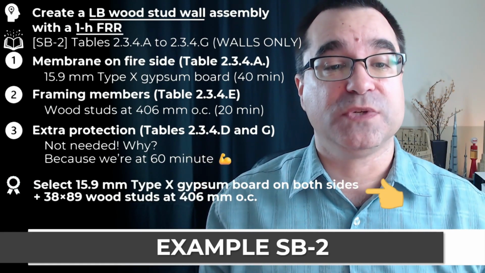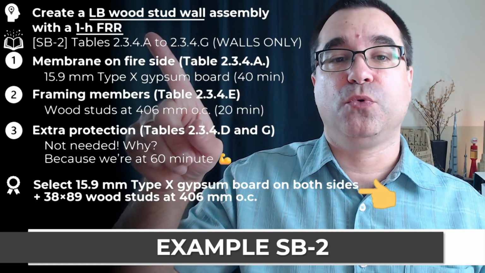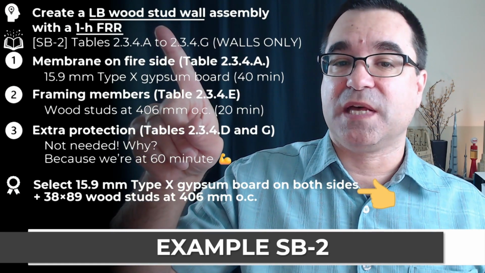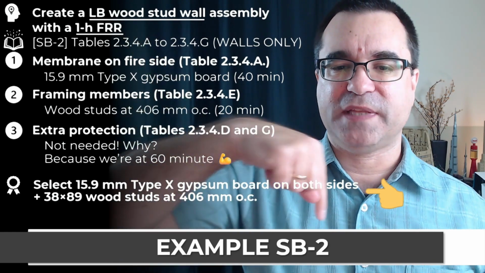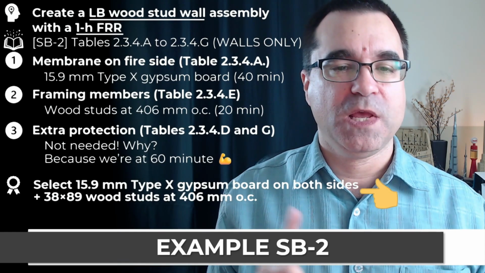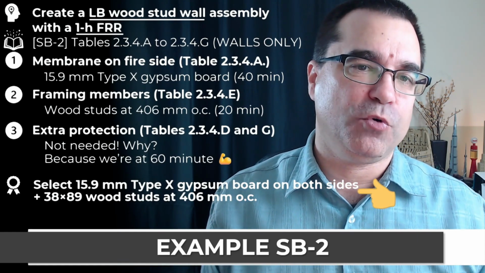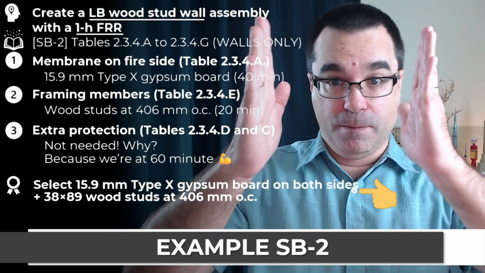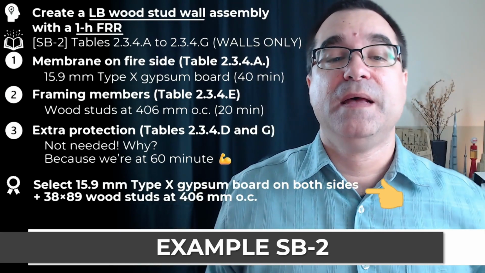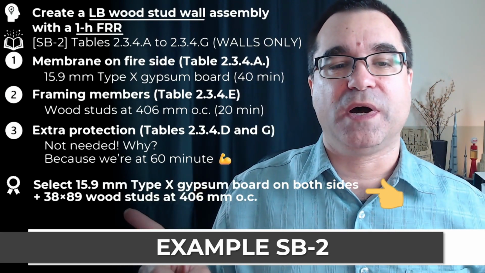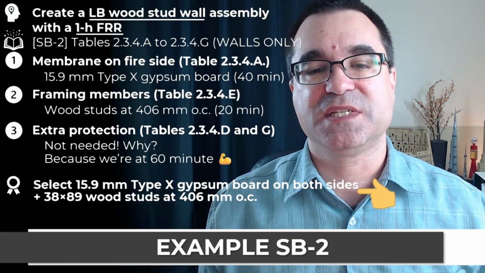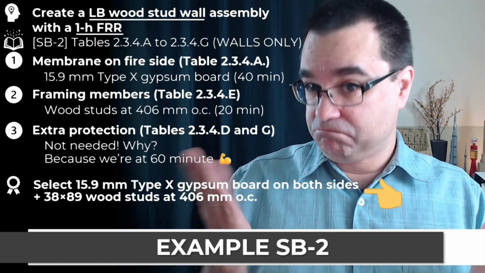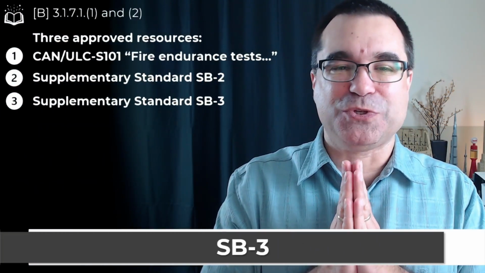So the final answer in this case is that in order to create a load-bearing wood stud wall with a 1-hour fire resistance rating, using the component additive method in SB2, we would select 15.9 millimeter Type X gypsum on both sides, and the stud wall will comprise 38 by 89 millimeters wood studs at 406 millimeters on center. Make sense? I hope so.